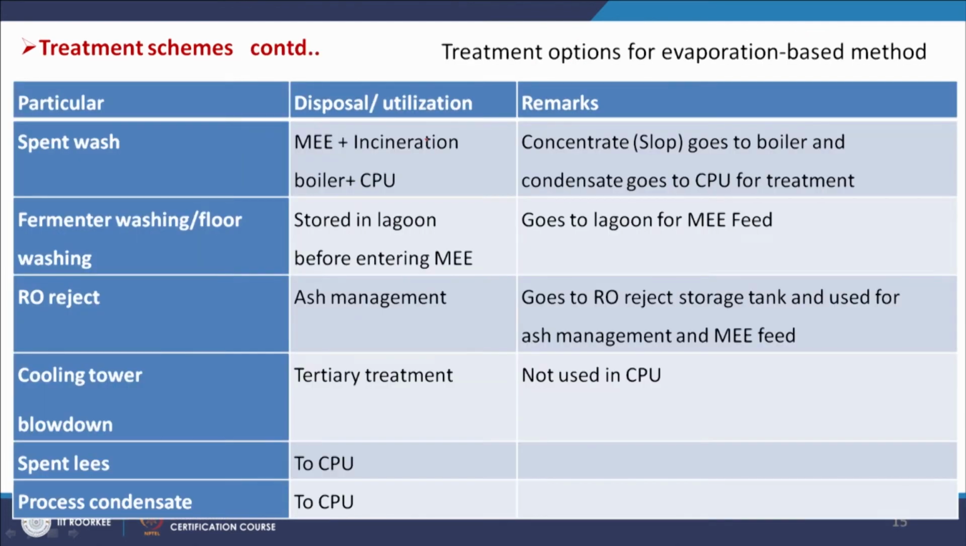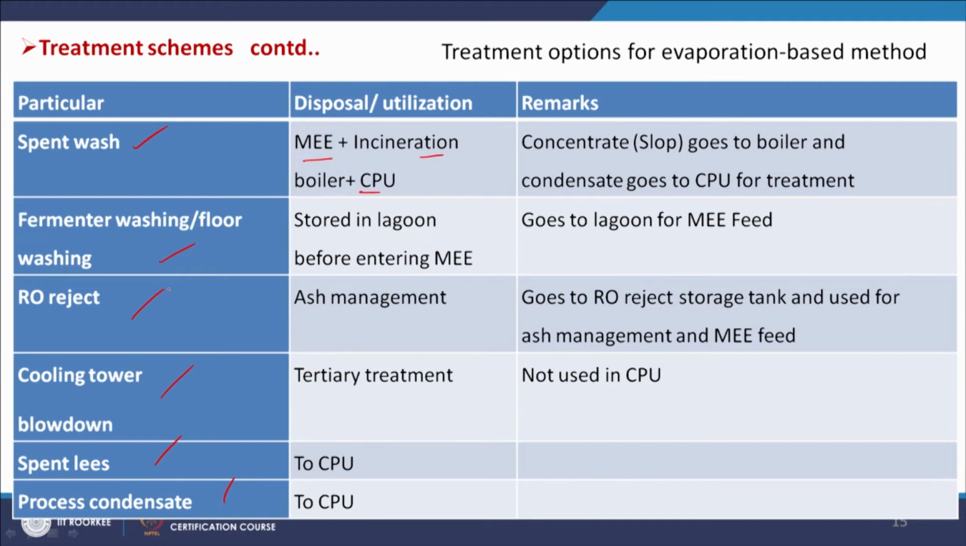Now, we will see the case of these evaporation based methods. We have different waste streams: spent wash, fermenter washing or floor washing, RO reject, cooling tower blow down, spent lees, and process condensate. These are the disposal or utilization options. The spent wash goes to the multi effect evaporator, and then the condensate goes to the CPU and the solid goes for incineration. The concentrate goes to the incineration boiler.